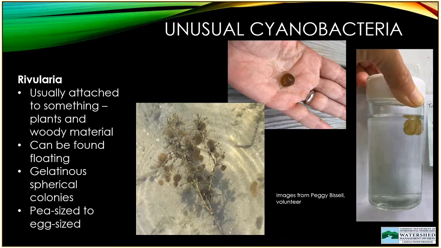In most cases, when we see something like Rivularia in the water, even though it's over a large area, we consider this a category 2 because it's usually widely distributed.